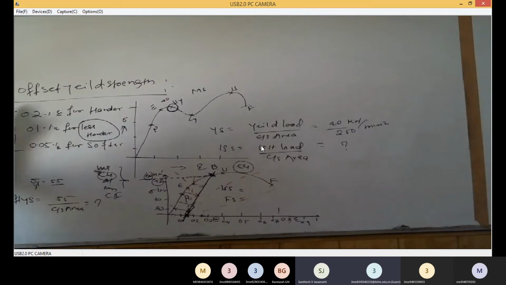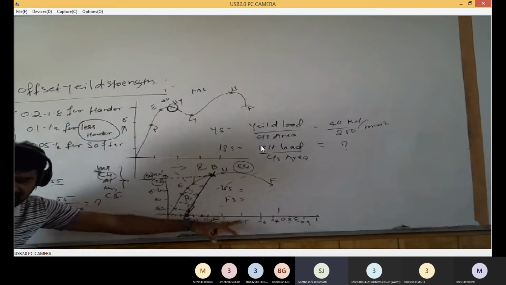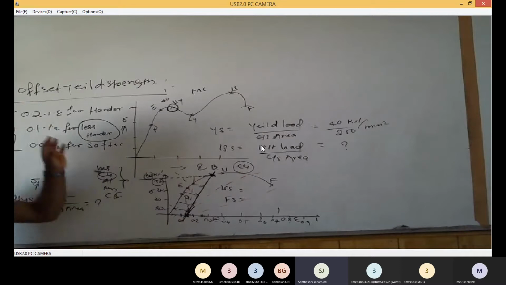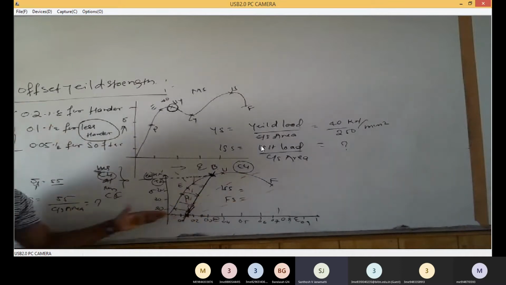Based on that, the standard institutions have given the strain values. This is the given data. The standard values are given. Standard strain values are already given. We have to apply these standard values with respect to our material. If our material is hard, then we can take 0.2% of the total strain. Total strain may be 200, 500, whatever it is. Note down where it appears exactly.